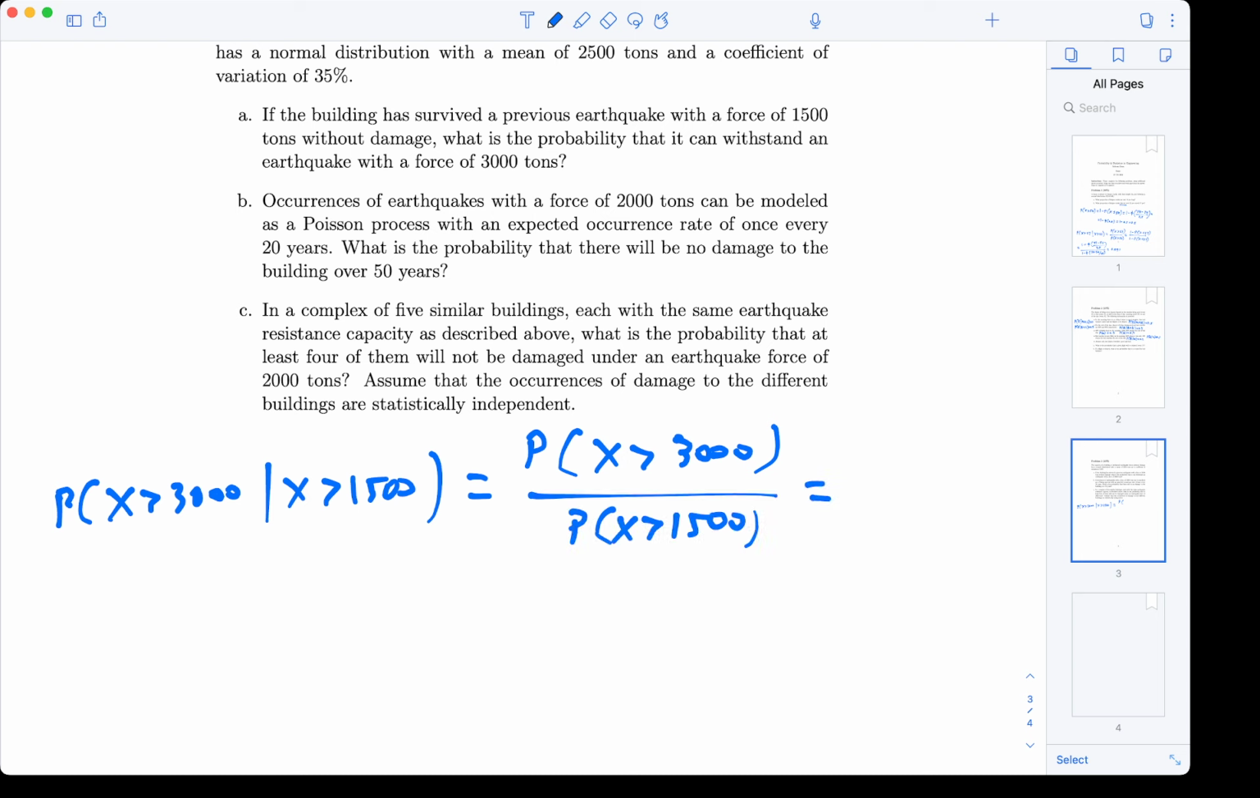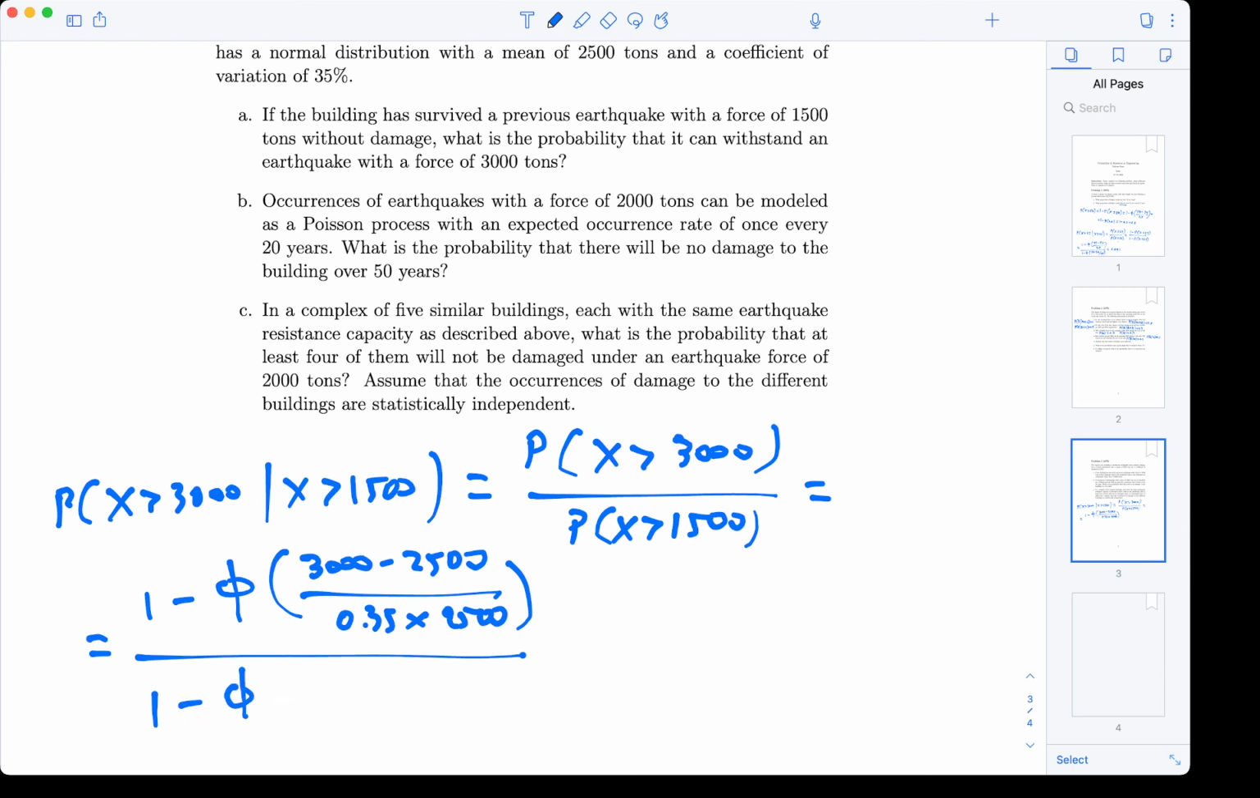so as we did in 1b, we can express these as the complement, and then we can just use phi. Because it's a normal distribution, we have 3,000 minus 2,500 divided by 0.35 times 2,500, which is the definition of the coefficient of variation. And same thing here, we have 1,500 minus 2,500 divided by 0.35 times 2,500. By the lookup tables and some simple calculations, we will end up with a probability of 0.326.